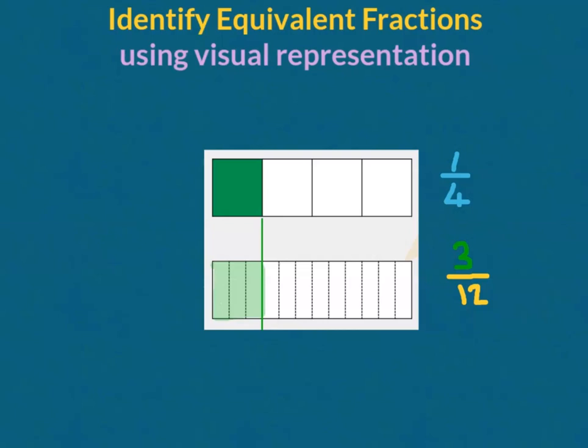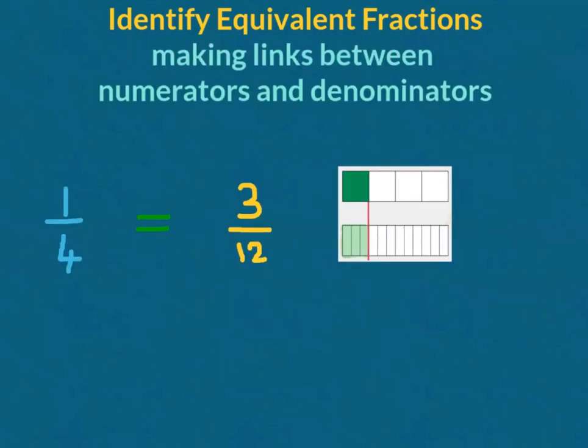This brings us on to the next part of our video, where we're going to look at making links between the numerators and the denominators. We have just looked at 1/4, 1 part of 4 being equal to 3 parts of 12. Well, let's think about how these numerators and denominators are linked.